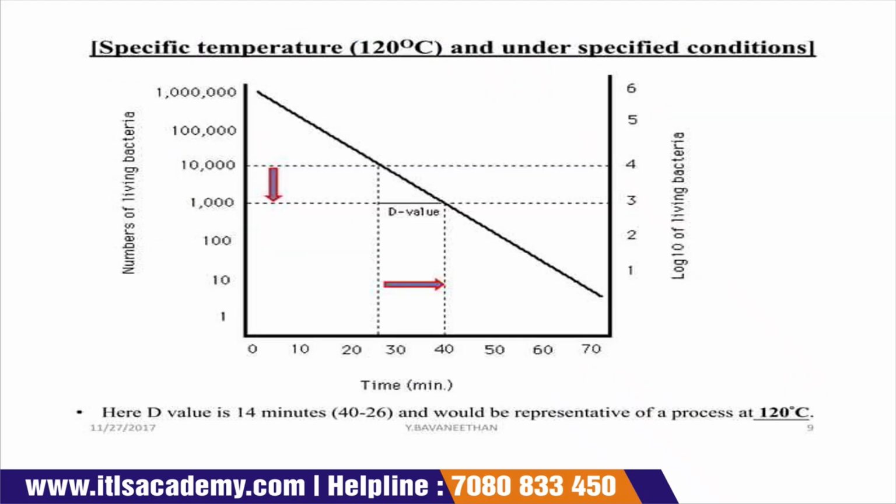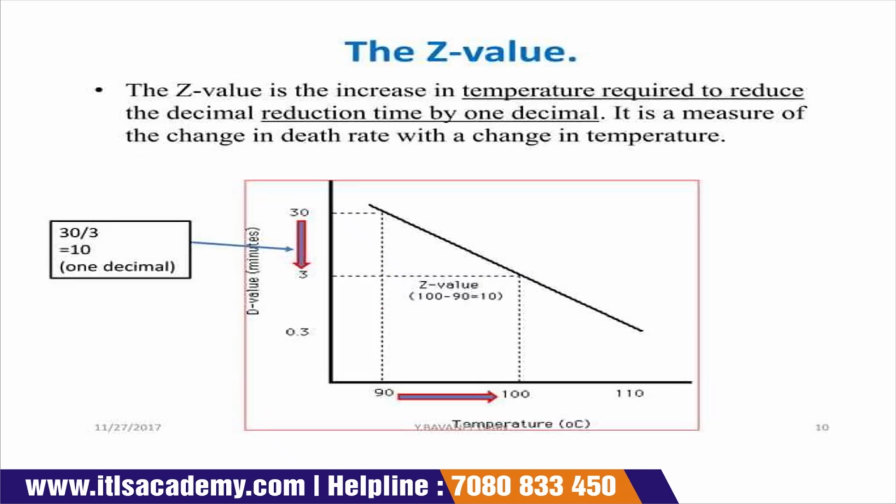Now come to the next slide. Specific temperature of 120 degrees Celsius under a specified condition. Here the D value is 14 minutes, like 40 to 20 seconds, and would be represented by the process at 120 degrees Celsius. This graph is between the number of living microorganisms and the time required. You can see that when the time increases, the number of living bacteria present in the food product decreases. Here a specific temperature is applied, around 120 degrees Celsius.